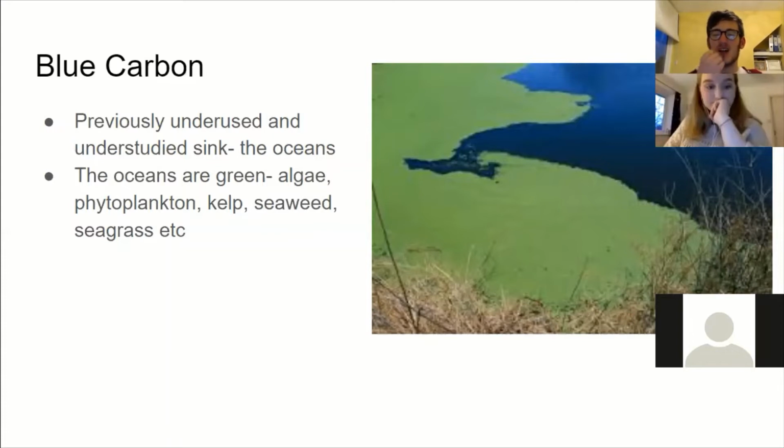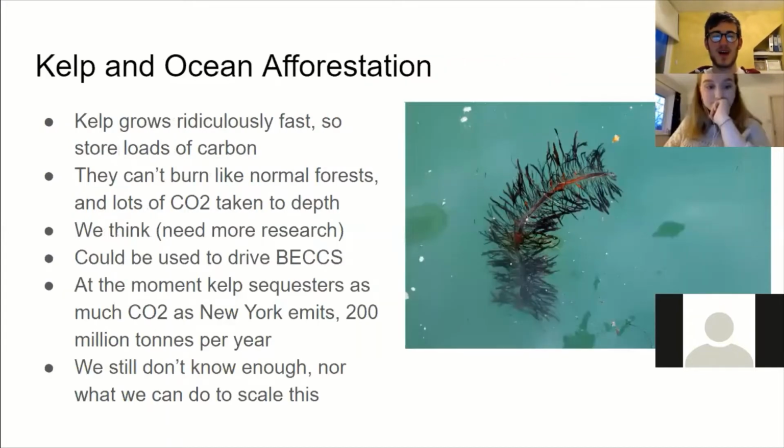But also the ocean greenery, because a lot of parts of oceans are not blue, they're green. Because of algae, because of phytoplankton, because of kelp, because of seaweed, because of seagrass, because of mangroves, because of all of these things based in the oceans that can suck carbon dioxide out of the atmosphere. So that's an underused sink. And actually we can use the oceans and the life in the oceans to really help us remove carbon dioxide from the atmosphere.